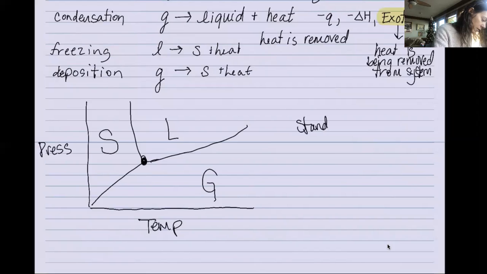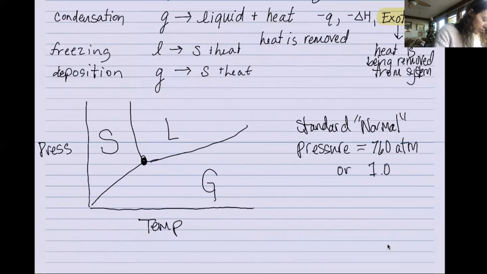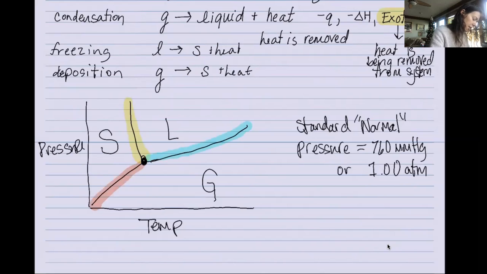Standard, normal pressure equals 760 mmHg, millimeters mercury, or 1.00 atmospheres. This is your pressure, all right? So right here is my solid to liquid line. Right here is my liquid to gas line. And right here is my solid to gas line.